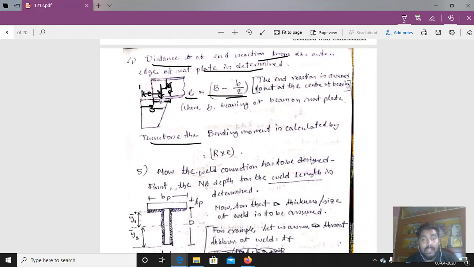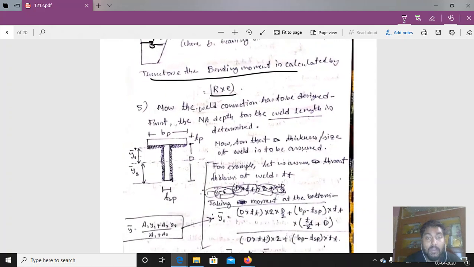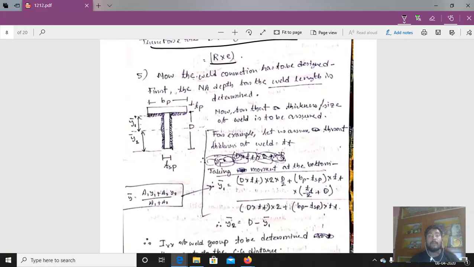Now therefore the bending moment which acts at the end is calculated as R into E, that is the reaction force that acts here into the E value. Now the weld connection has to be designed. So the bending moment has to be determined. Now the weld connection to be designed.